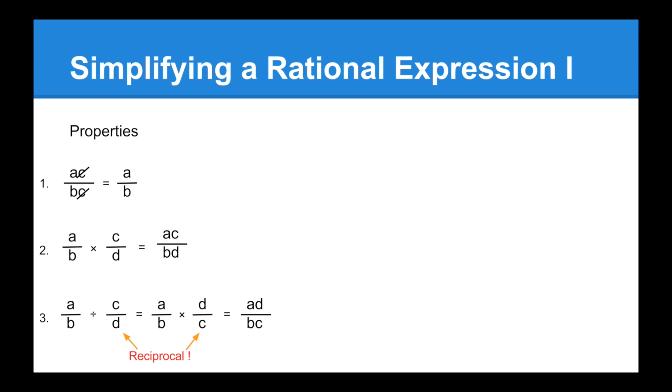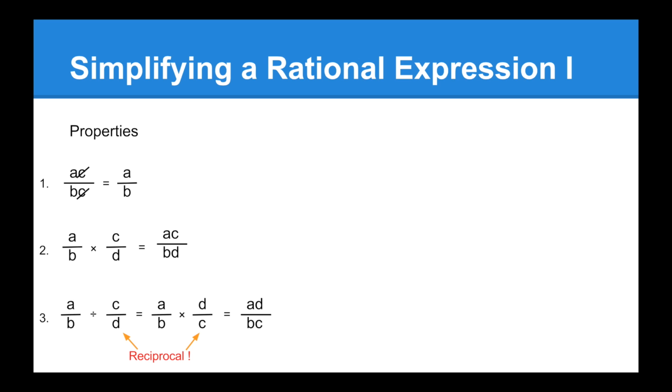So now we're going to talk about simplifying a rational expression. These are some properties about how to simplify a rational expression. Alright, it's very simple. When it's a division, AC divided by BC, we have this common factor of C. So we divide that out because C divided by C equals 1. Then it becomes A divided by B.